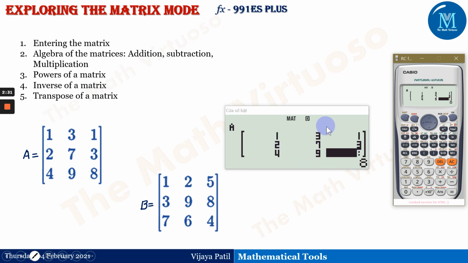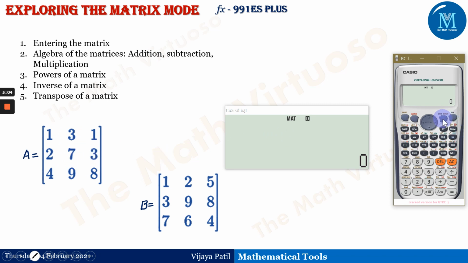Suppose I have a negative number, that can also be done: minus 4 equals. Say here minus 3, so it's minus 3 equals. So you can include negative numbers as well. That means we have stored the matrix A with this particular matrix first. Now I wanted to include one more matrix, so I'm pressing AC. Now my mat A contains this particular matrix.